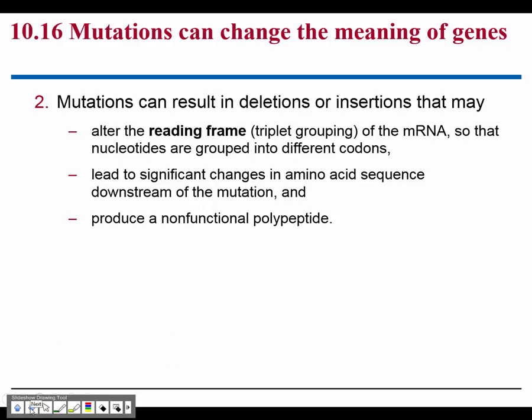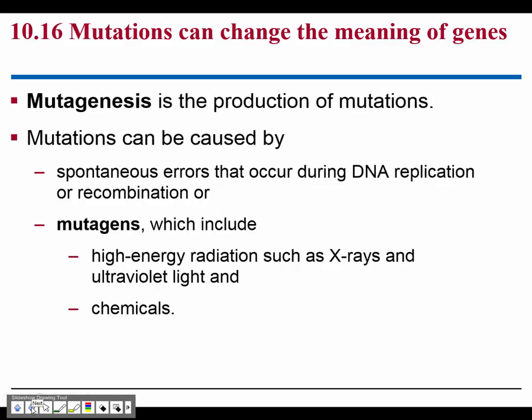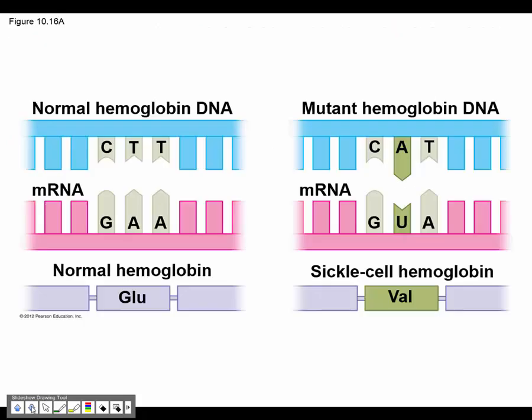And so we also have deletions. So if you delete, it can change the entire sequence after that and produce either a functional or non-functional protein. So mutagenesis, genesis, creation, mutation, so it's the production of mutations. They can be spontaneous errors. They can happen by chemicals. They can happen by X-rays, ultraviolet light, high energy radiation. All sorts of different things can create mutagens.